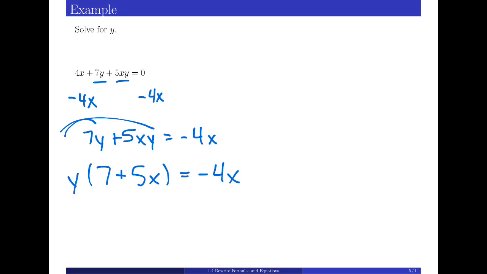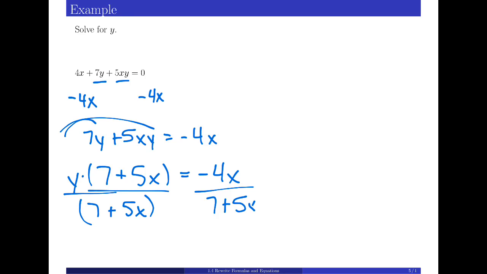And then we want to get that y by itself. So we have y times that whole 7 plus 5x. So to undo that multiplication, we'll just divide both sides by 7 plus 5x. So y is a negative 4x over 7 plus 5x.